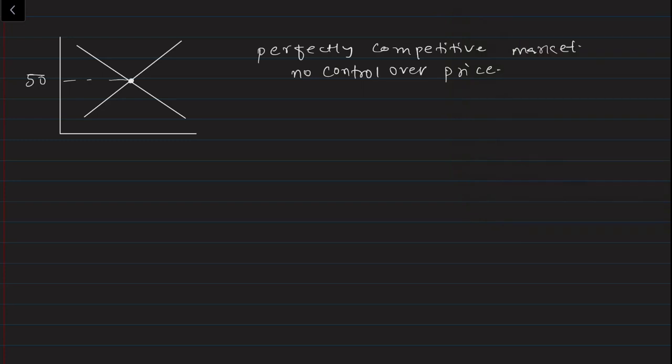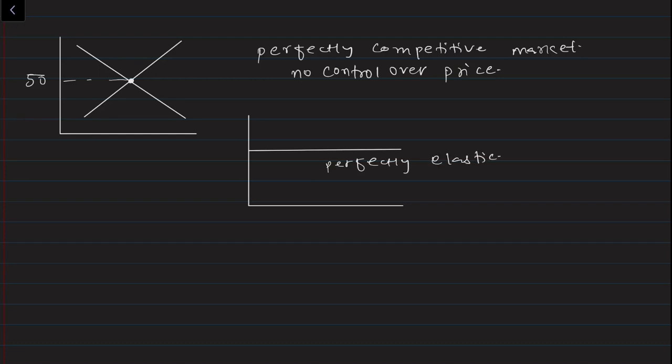So the demand curve is horizontal, parallel to the x-axis, and this is perfectly elastic. So it is easier to draw the demand curve. Now let's look at how we can draw the supply curve. Supply curve is slightly complex. Before that, let's look at one example.